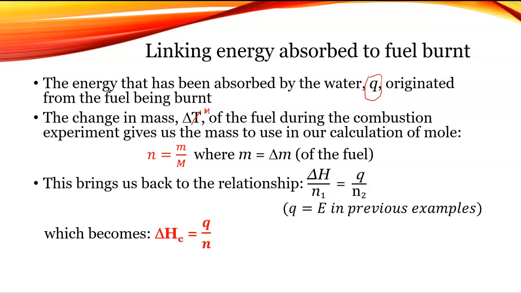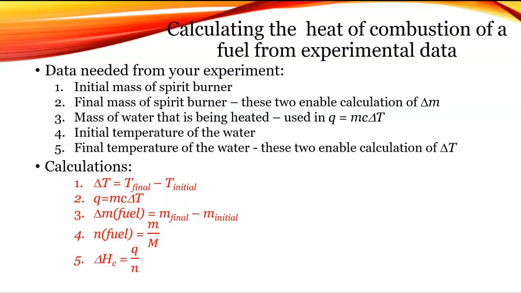So here's a little summary of what you're going to need from a heat of combustion experiment. You're going to need the initial mass of the spirit burner, of what you're burning your fuel in, and the final mass. And the change in mass is going to be the mass of the fuel that's burnt. Then you need the mass of the water so that you can use it in Q equals mc delta T.